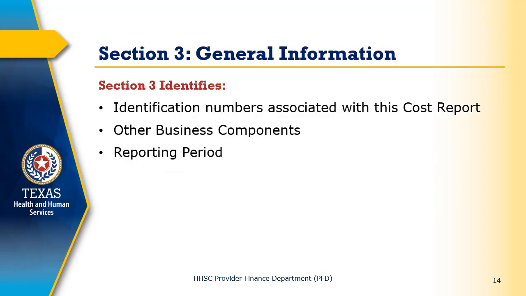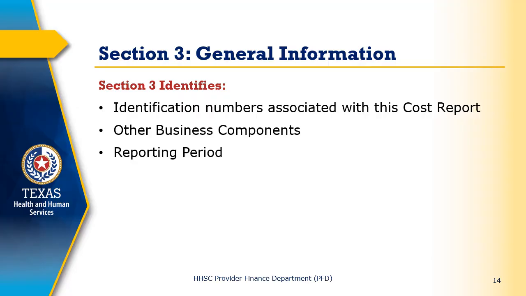Section 3 provides a comprehensive overview of the steps required to verify provider information within the cost report. First, we review the pre-populated identification numbers that apply to all cost reports. Then, we identify the requirements for other business components to ensure all data is correctly captured. The lesson also details how to accurately indicate the reporting period for each contract involved.